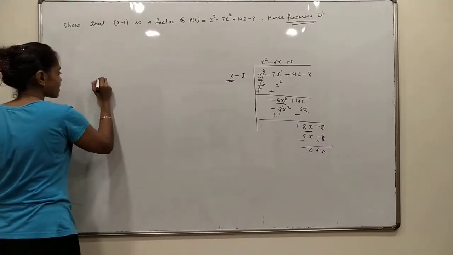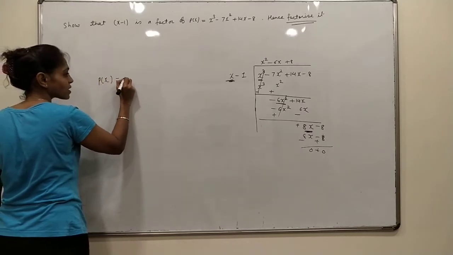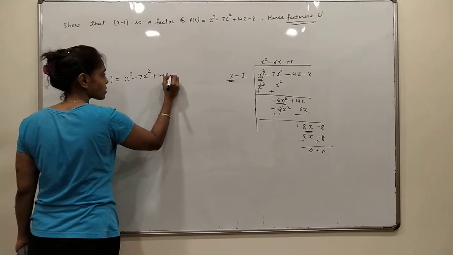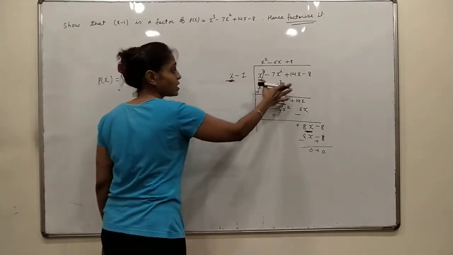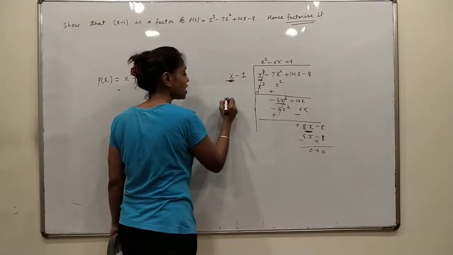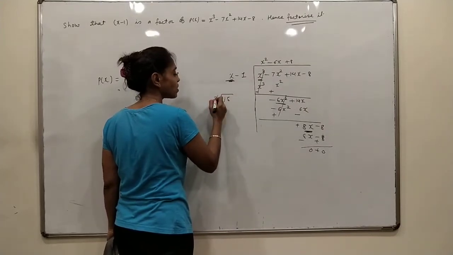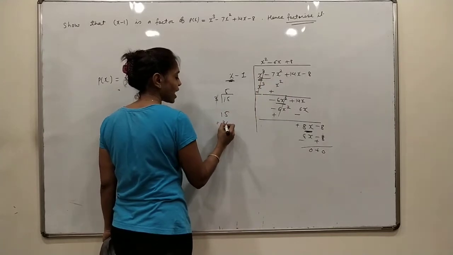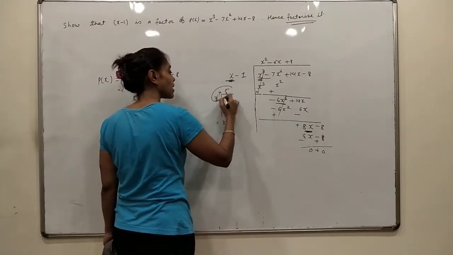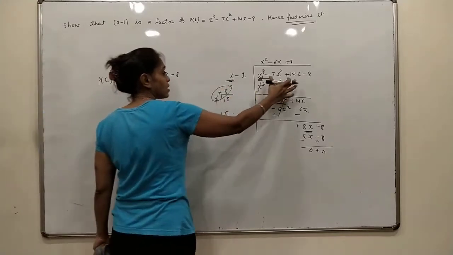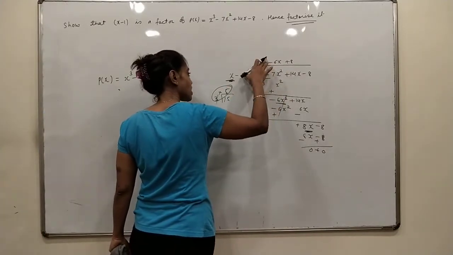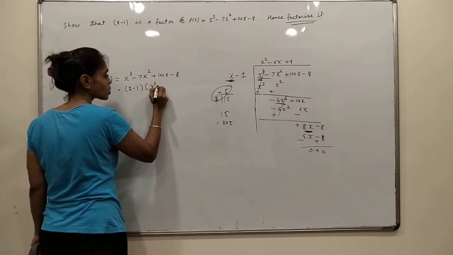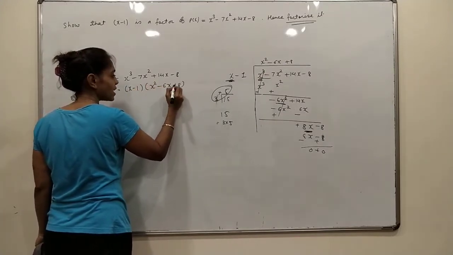So p of x is x³ minus 7x² plus 14x minus 8. In place of this I can write the multiplication. In place of 15 I can write 3 into 5, the multiplication of these two, same as the question. So in place of the question I write the multiplication of these two: (x minus 1)(x² minus 6x plus 8).